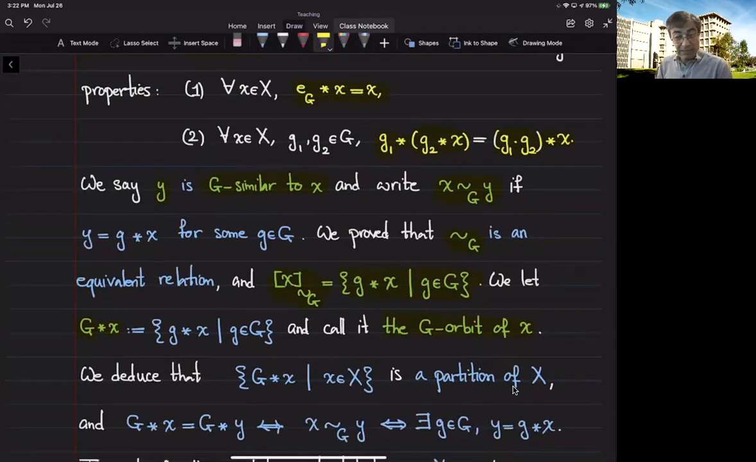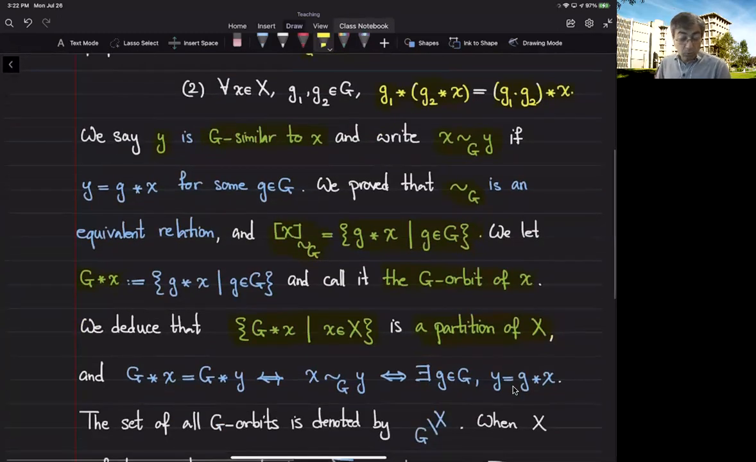And because equivalence classes form a partition of the given set, we deduce that the set of all the orbits forms a partition of the set X. Moreover, the orbit of X is the same as the orbit of Y precisely when the equivalence class of X is the same as the equivalence class of Y, and that happens precisely when X is in relation to Y, and that means that Y is G similar to X.